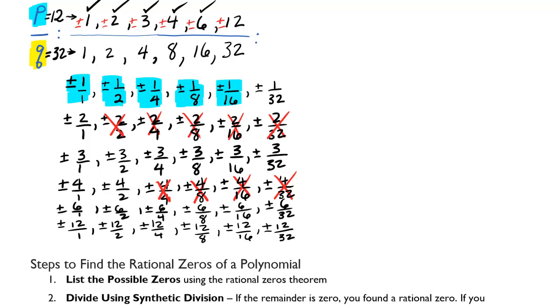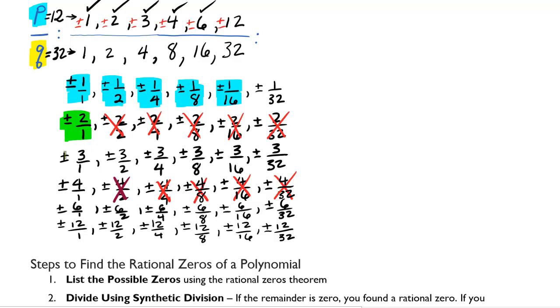Now let's move on to the next row. We have a 2 over 1. So let's cross out anything that is equivalent to 2 over 1, which is just 2. So 4 over 2 could go. Okay, I think that's everything for the 2.